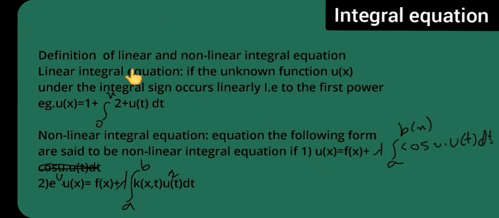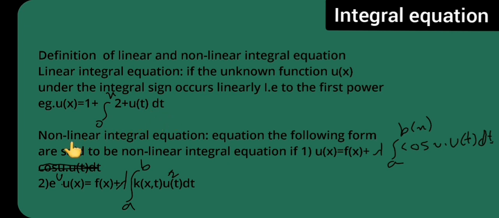Next is the definition of linear and non-linear integral equation. Now what is a linear integral equation? If the unknown function u of x under the integral sign occurs linearly, that is to the first power. What example is given over here? u of x is equal to 1 plus integral from 0 to x of 2 plus u of t dt. Okay, so the power is what? First power. There is no square over here.